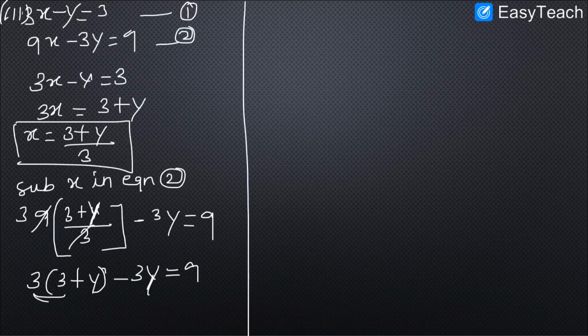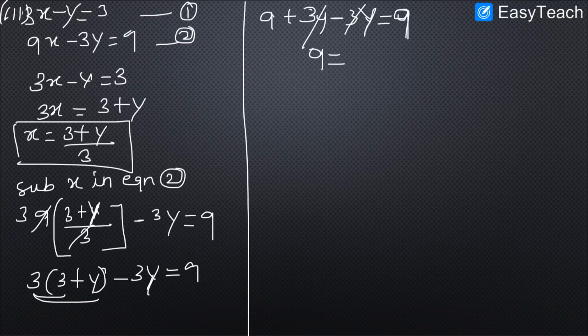So let's multiply inside. Then I can cancel 3y plus 3y and minus 3y. So look here, we don't have any variable value. We just got 9 on both sides, which means this is going to be true always for all values, which means these linear equations will have infinite solutions.